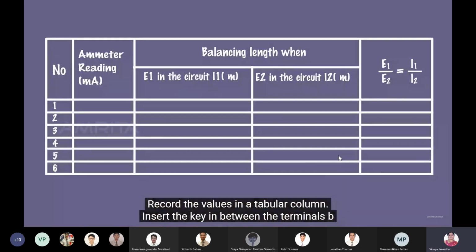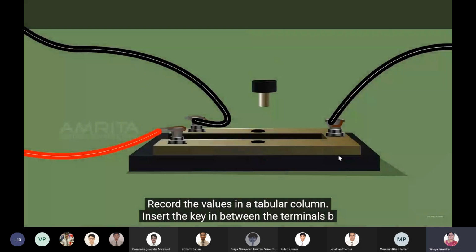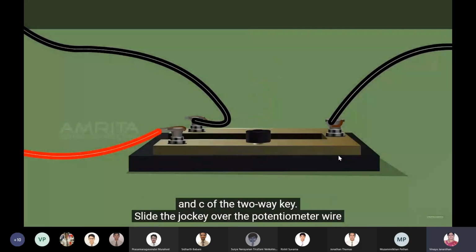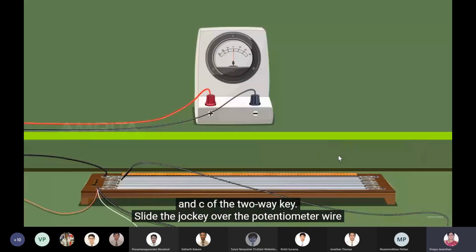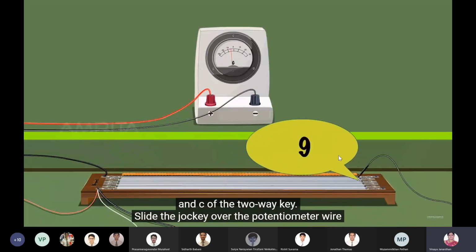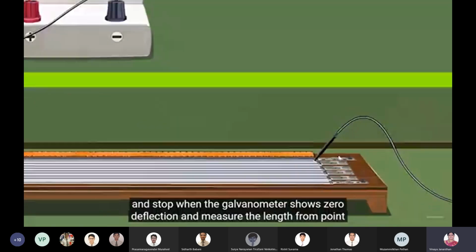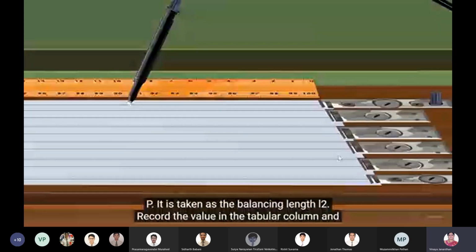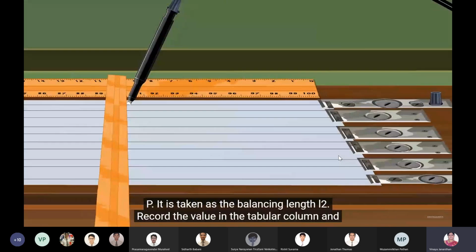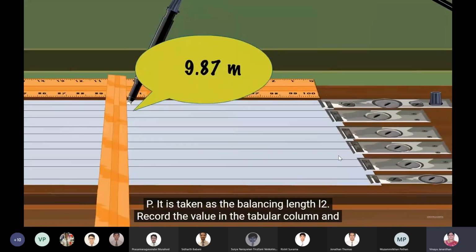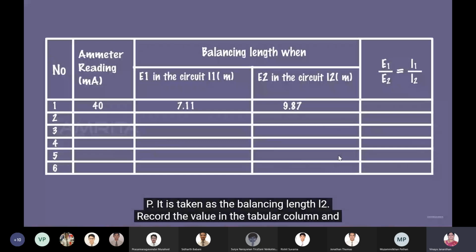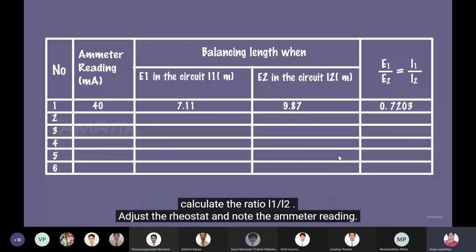Record the values in a tabular column. Insert the key in between the terminals B and C of the two-way key. Slide the jockey over the potentiometer wire and stop when the galvanometer shows zero deflection and measure the length from point P. It is taken as the balancing length L2. Record the value in the tabular column and calculate the ratio L1 by L2.